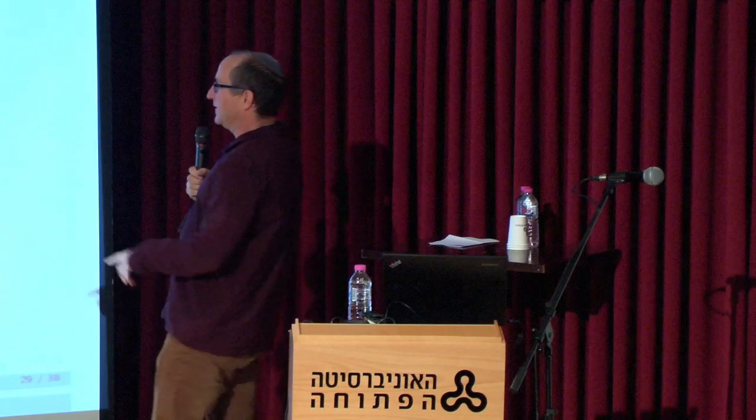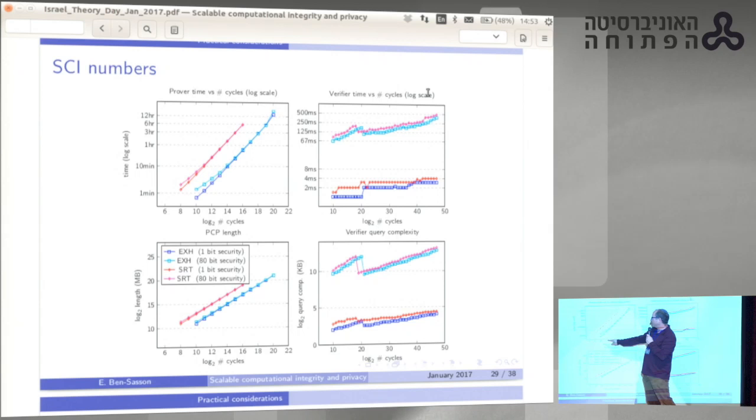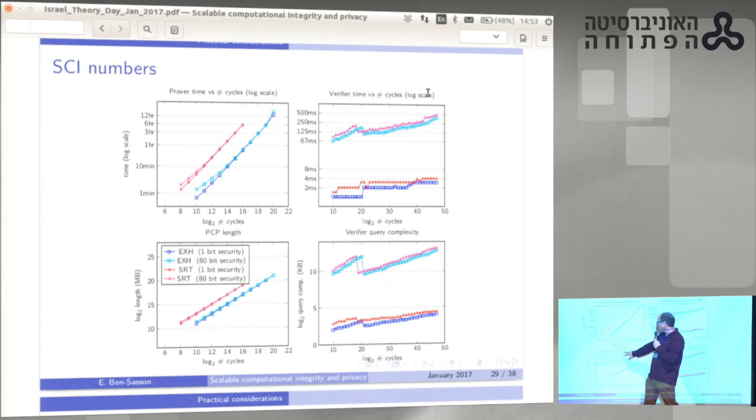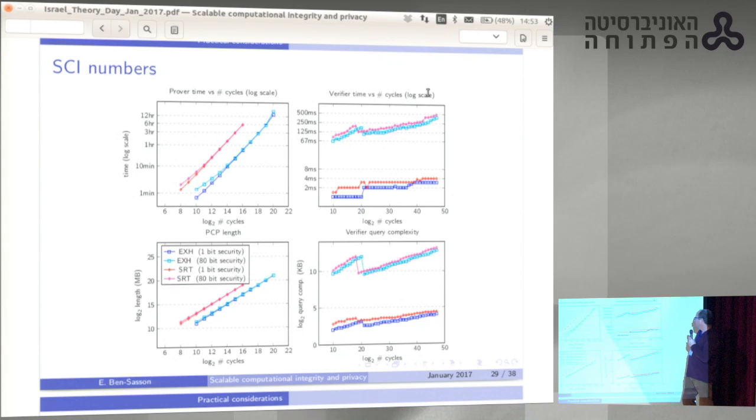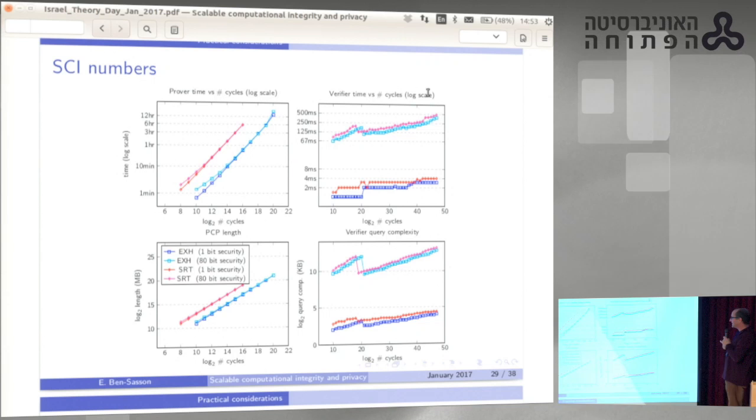On the left here, we have the prover running time as a function of the number of cycles of the machine at different security levels, 1-bit and 80-bit security. And here we have the verifier running time. As you can see, the verifier running time is very small and also scales very favorably. So this is log number of cycles. So even if you were to run the computation for 2 to the 50 cycles, your verification would have been, sorry, less than a second. Of course, the proving time would have been much more costly.